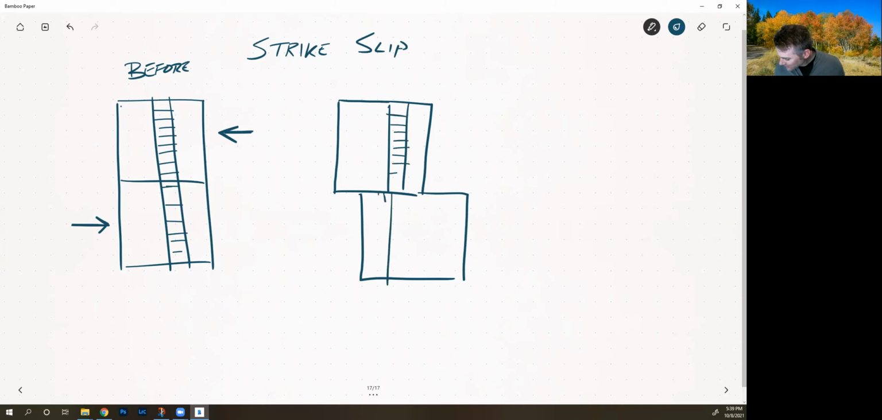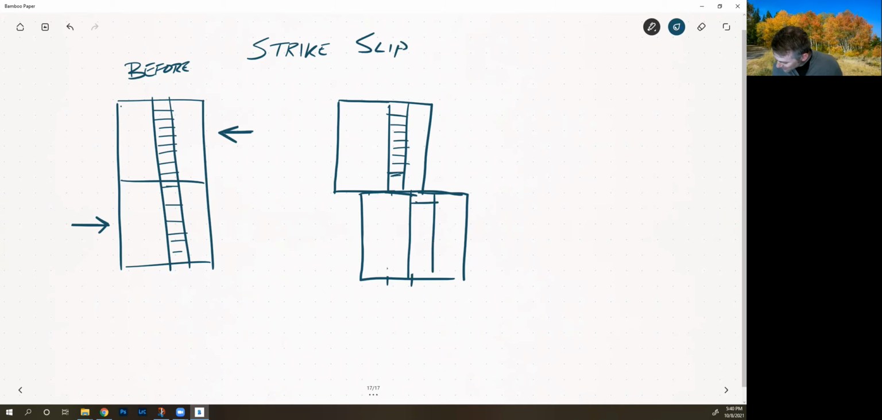Let me see here. Oops, wrong way. Got my diagram messed up here. There we go. Now it's the right way. Well, let me make it a little bit more obvious here. Let me try this. Give me a sec. I want to make it so it's nice and not confusing.